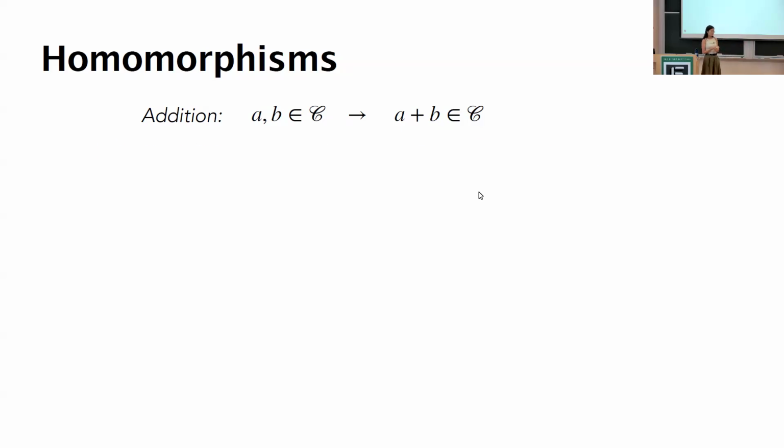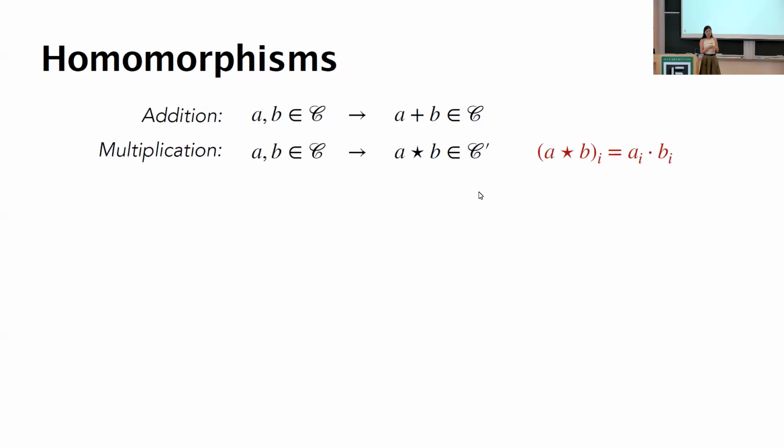The harder property to get is what's called multiplication. This asks that for any a and b in your code, if you take a coordinate-wise product of the two code words, the resulting word also lies maybe not in the same code but in a related code. So this is like a component-wise multiplication operation.